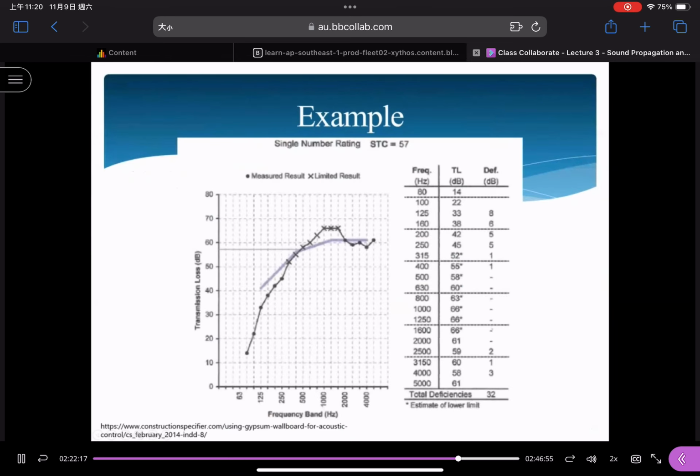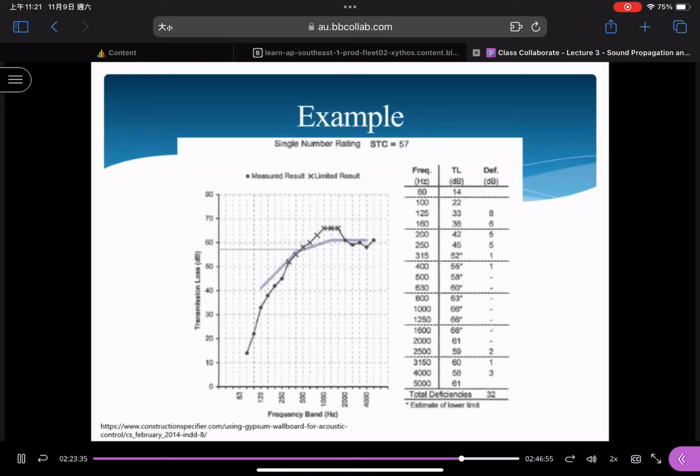Okay, let me show you an example here. How to read the data here. The purple one is the standard curve. You can move it up and down. And the black one is the measured results. How can we adjust the standard curve in order to find out the single number weighting STC? How to read this one? When you plot this, we have to compare each frequency band one by one. For example, at 125 hertz, the difference between the transmission loss and the standard curve is 8 dB. You can count here, the difference. When you consider 125 hertz here, you have to check that the value cannot be more than 8 dB. The maximum value is 8 dB. You have to check one by one across the whole spectrum. And then you list out all the deficiency values. Deficiency means the difference between the measured data and the standard curve.